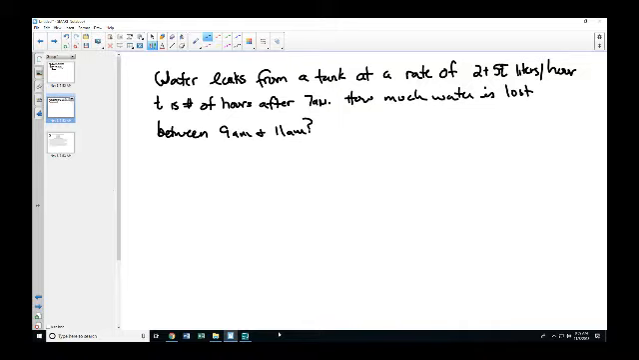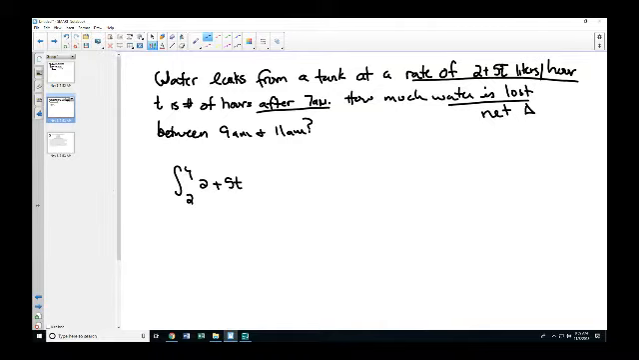So what is our setup? We have a rate function, right? And we want how much water is lost. This is a net change. So what do we need to set up? The integral from 9 to 11 of 2 plus 5t. Be careful there, because it's after 7 a.m.